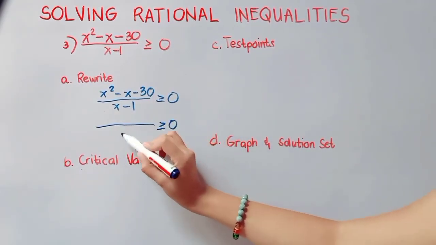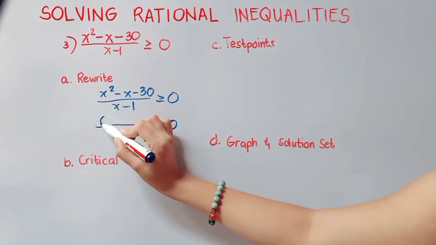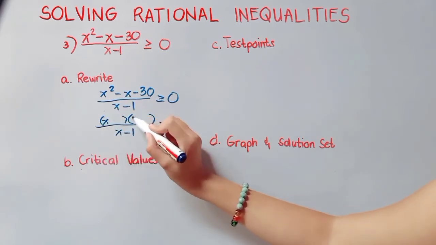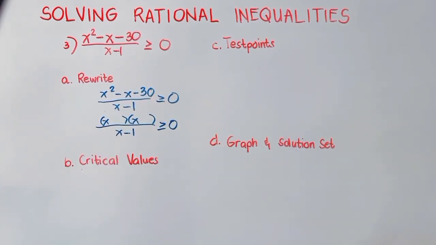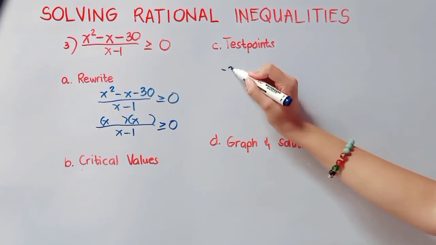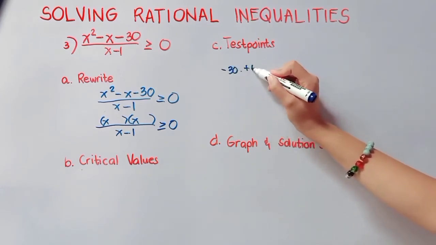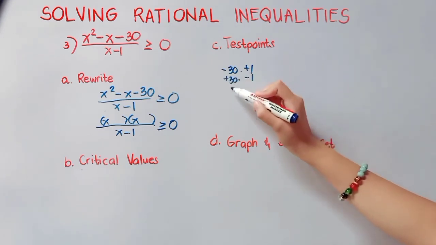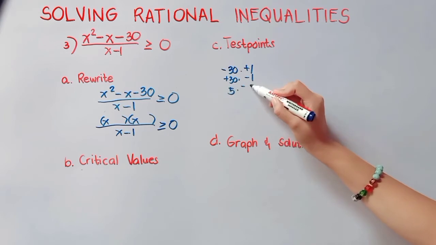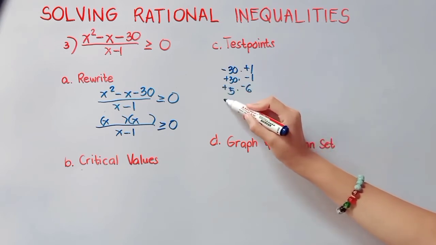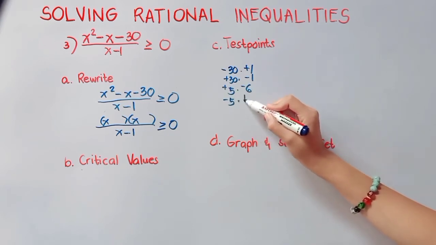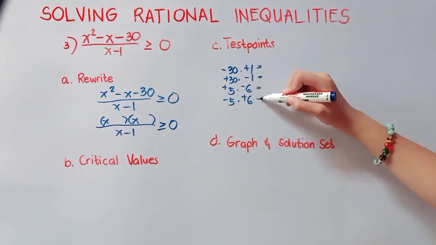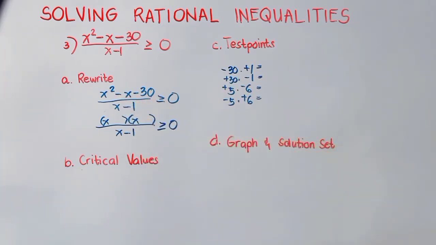Our numerator can still be factored. So we have here x squared is x times x, and then we will think of the factors of negative 30. That is negative 30 times positive 1, or positive 30 times negative 1, or it could also be 5 times negative 6 and negative 5 times 6. Now if we will add up each of these factors, we should get negative 1.